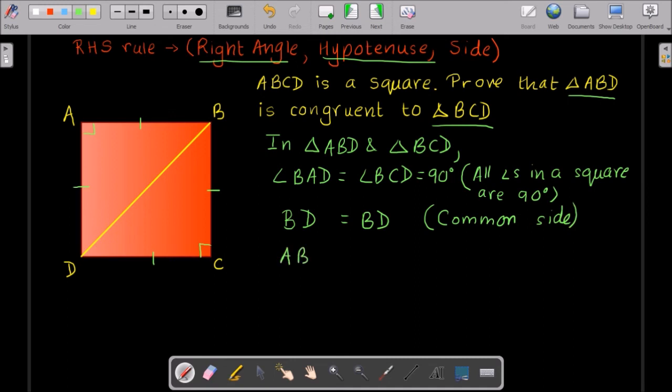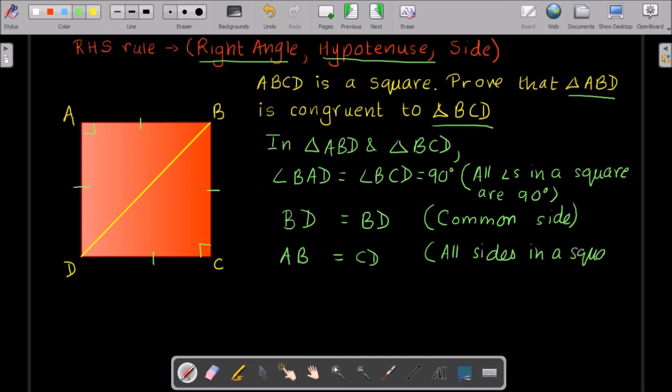That's sufficient. The last one is a side. I can choose any, but again, the location and the position needs to be in the correct place. So AB in this triangle is equal to CD over there. That's what I'm saying, and the reason for that is all sides in a square are equal.